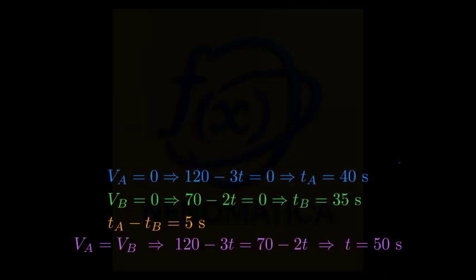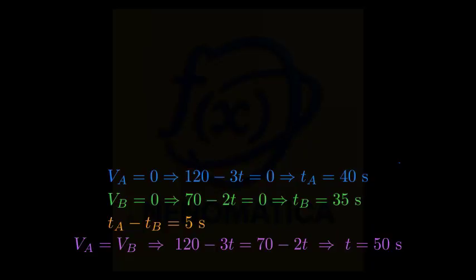Empty time occurs when the volume hits 0. For tank A, set V_A(t) equal to 0. That yields 3t = 120, so t = 40 seconds. For tank B, set V_B(t) equal to 0. That yields 2t = 70, so t = 35 seconds. Tank B empties first, 5 seconds earlier.